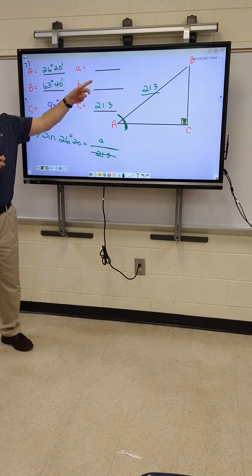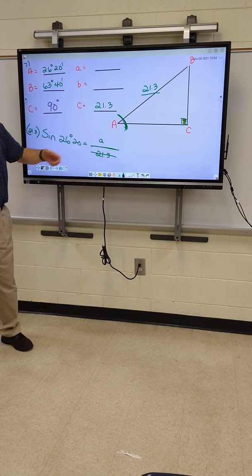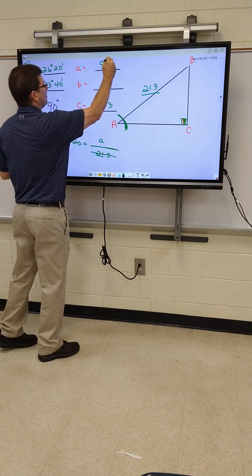All right, where does that go? In this blank or this blank? It says little a, so 9.4 has to go up here.